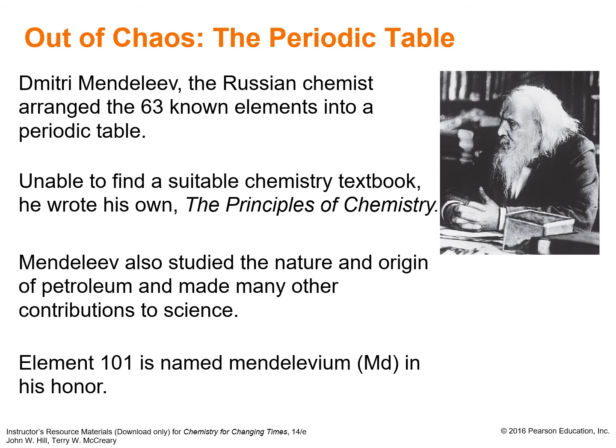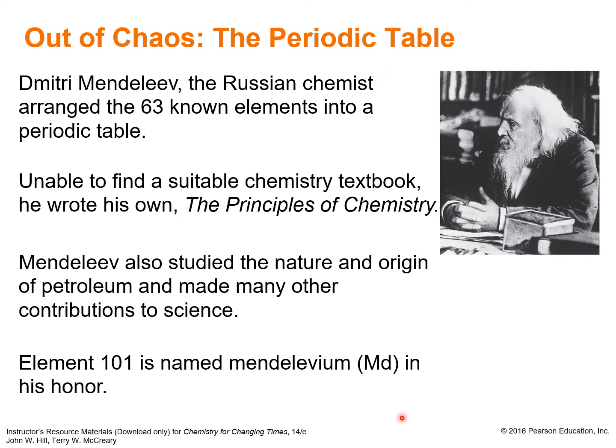So I'm going to describe how the elements were arranged in the periodic table, and how the periodic table came to reality. So it was Dmitry Mendeleev, the Russian chemist, whose picture is shown here. He was a well-known scientist, and new elements were getting discovered at that time, and he could not find anything where all this information about the elements was organized. So he arranged the then known 63 elements into a periodic table, and he wrote his own textbook with this table. So that's how it all started. So out of chaos came the periodic table.